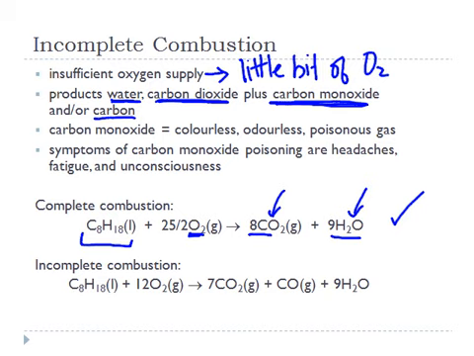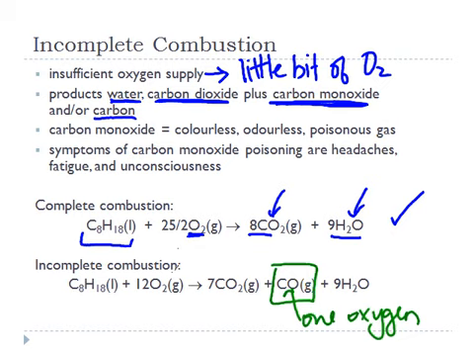In incomplete combustion, I'm lacking a little bit of oxygen. So that means I don't have enough oxygen to make only carbon dioxide and water. So what ends up happening, instead of making carbon dioxide, I make some carbon monoxide because I only need to put 1 oxygen atom on that carbon. So that gets really dangerous, again, because we know carbon monoxide is a toxic gas.